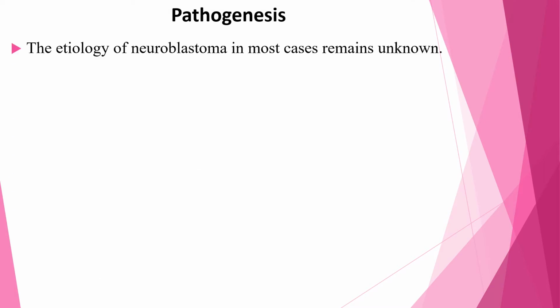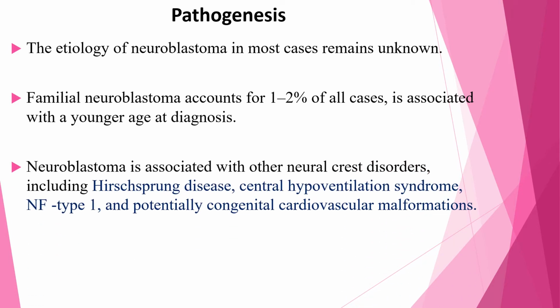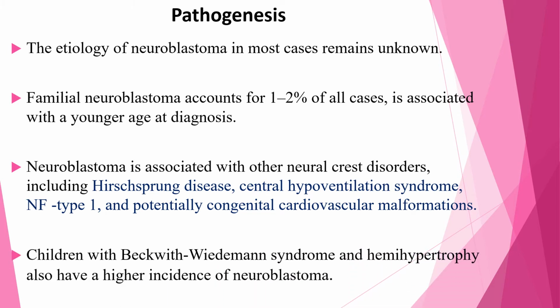Regarding pathogenesis, the etiology of neuroblastoma in most cases remains unknown, and familial neuroblastoma accounts for 1 to 2% of all cases, and it's associated with a younger age at diagnosis. Neuroblastoma is associated with other neural crest disorders including Hirschsprung's disease or aganglionic megacolon, central hypoventilation syndrome, neurofibromatosis type 1, and potentially congenital cardiovascular malformations. Children with Beckwith-Wiedemann syndrome and hemihypertrophy also have higher incidence of neuroblastoma.